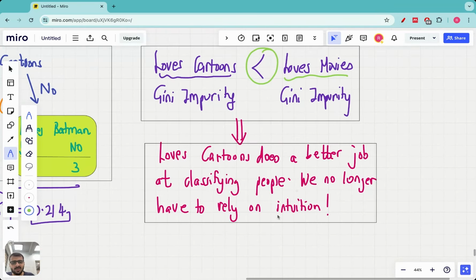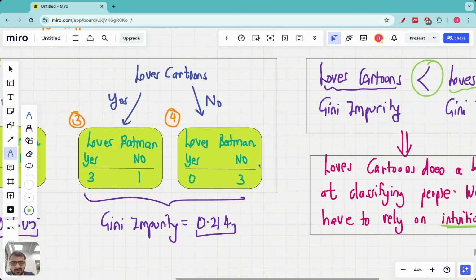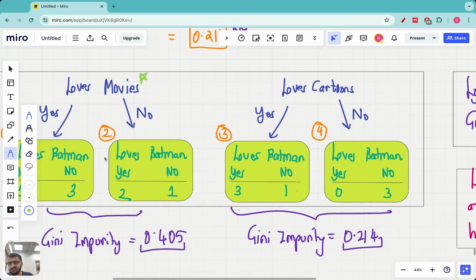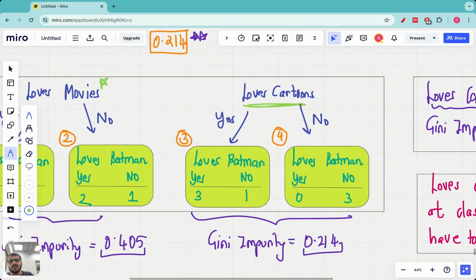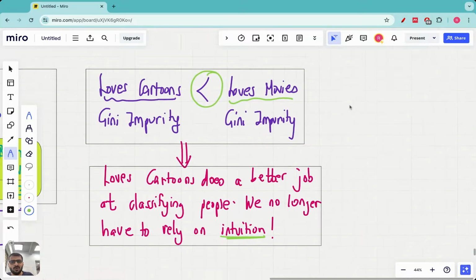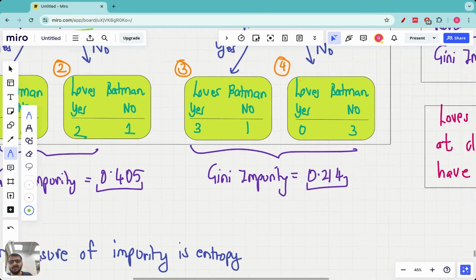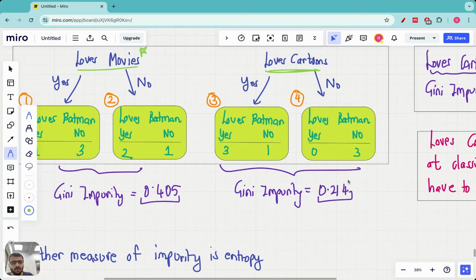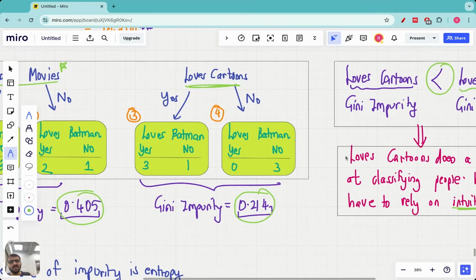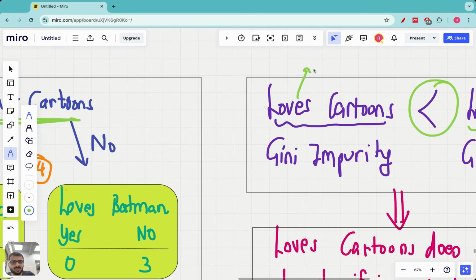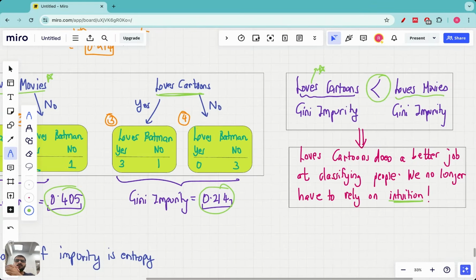Earlier, we only looked at intuition, right? We saw that in the Love's cartoons question, one leaf is fully pure, whereas in Love's movies, there is no leaf which is pure. So we should probably ask this question first. But now we have a quantitative framework. Mathematically, the Gini impurity for Love's cartoons, 0.214, is much lesser than for Love's movies, which is 0.405. So when we build the decision tree, we should first ask the Love's cartoons question. That is the advantage of this metric called Gini impurity: it clearly gives us a framework for deciding which question to ask while building the decision tree.